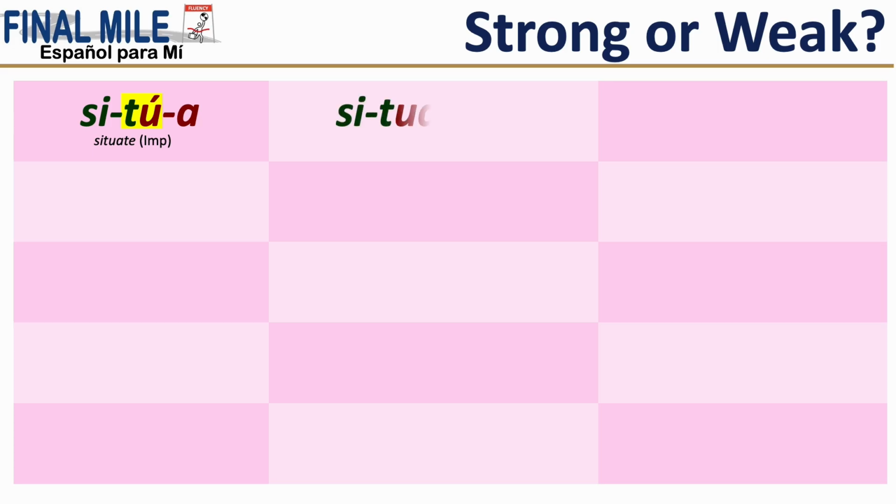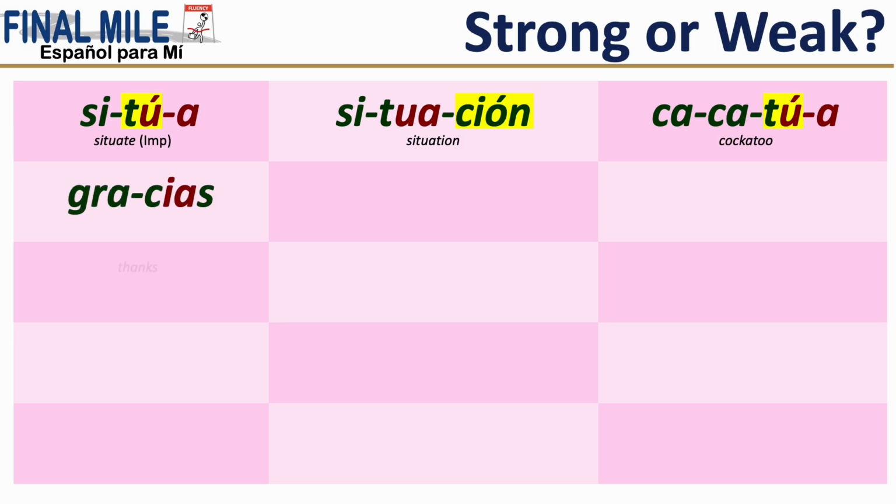Sitúa. Situación. Cacatúa. Gracias. García. Here, if you compare these two words, you see an I next to an A. Here it doesn't have an accent, so it's weak. They don't have to be separated. Here it has an accent, so it's strong, so it has to be separated from the A, which is strong whether or not it has an accent.